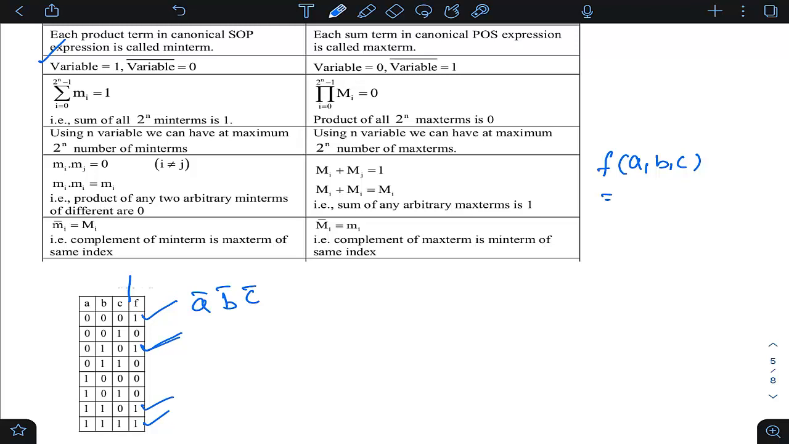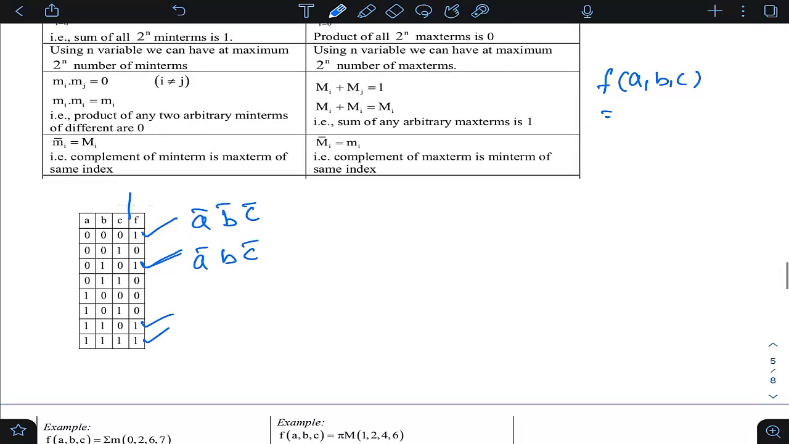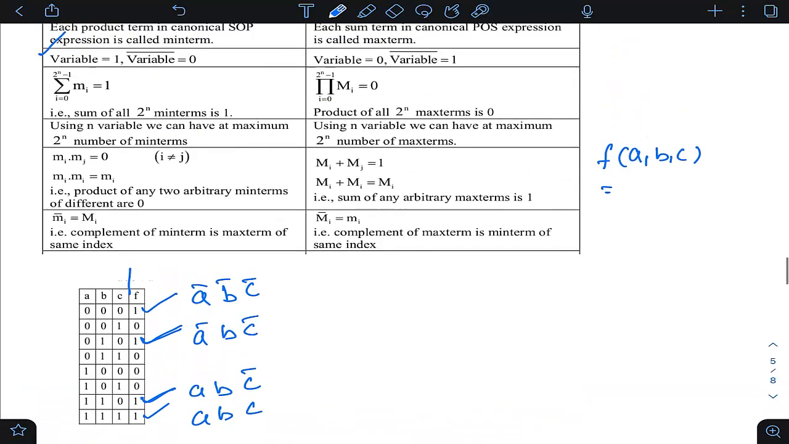Then for this row, again the A value is 0, so you get A bar. The B value is 1, and 1 means you should take the variable, so it is B. Then the C value is 0, so this is C bar. In this row, you see the A and B values are 1, 1, so you get A, B, C bar. And in the last row, all values are 1, so you take A, B, C. 1 means variable. So the answer is the OR combination of these.